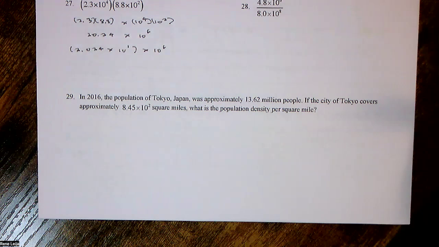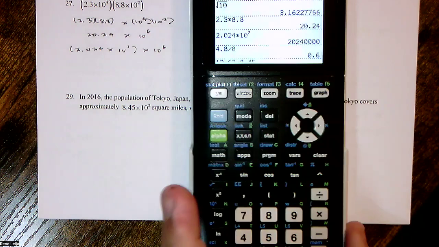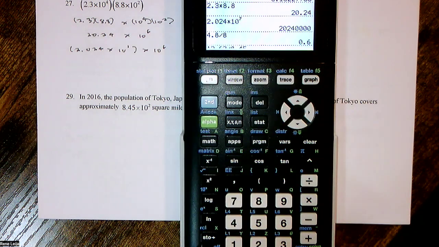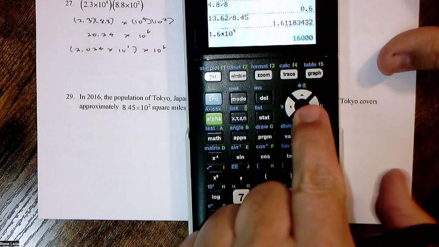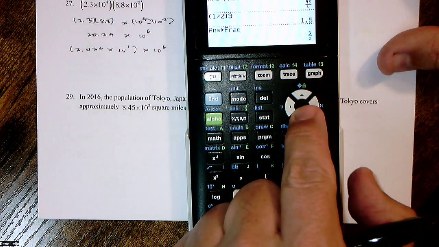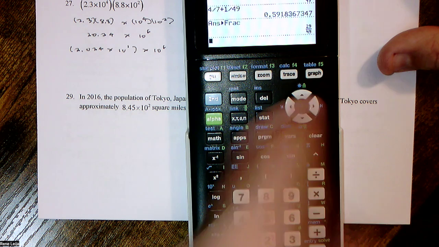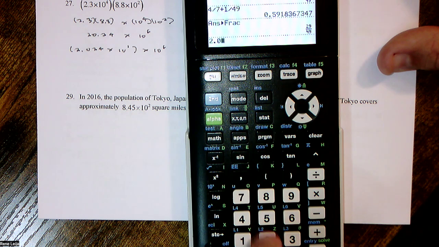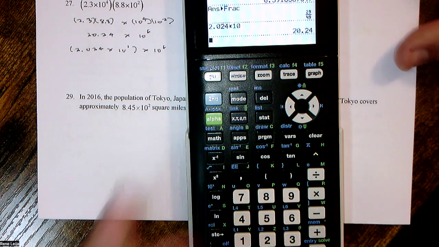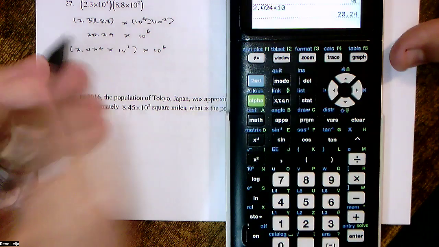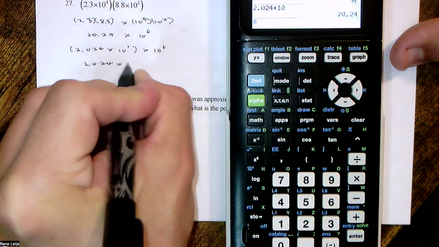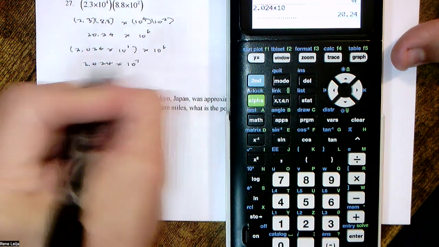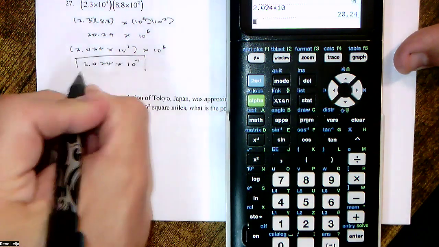Okay, so if you're unsure about this, then take 2.024 times 10, and that's going to give you 20.24. Okay, so that's how you know you're right. All right, so now we have 2.024 times 10 to the, well, 1 plus 6 is 7, and there you go. There's your answer.